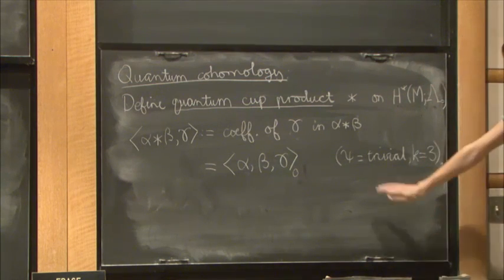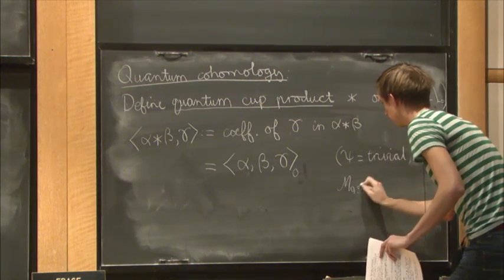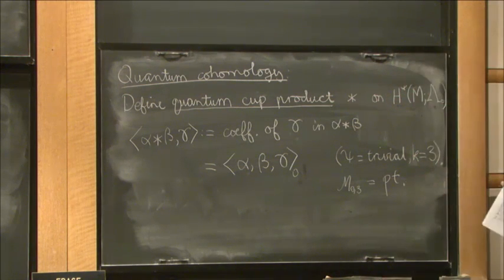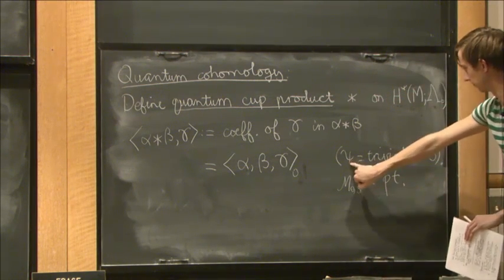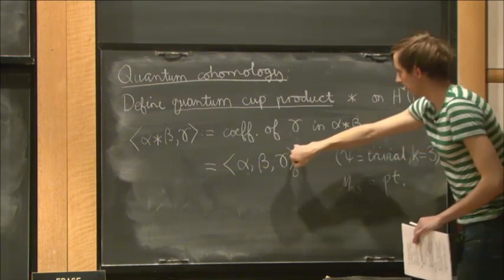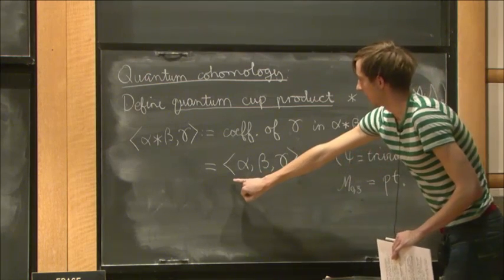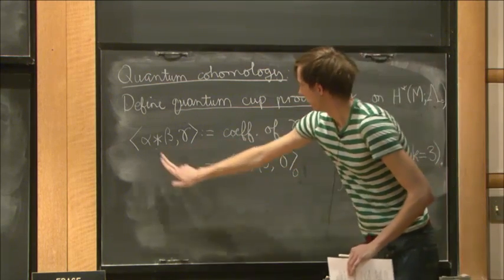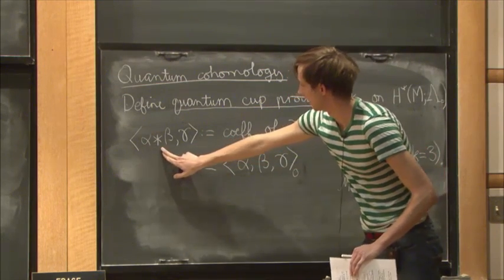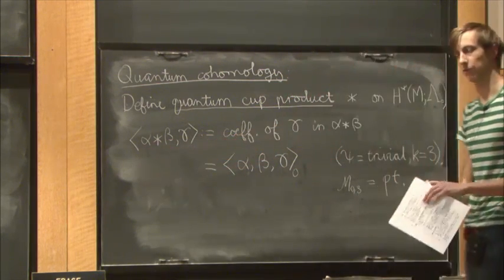Okay, so M03 is just a point, and so psi is the only thing it could be, the only non-trivial thing it could be. So we leave that out of the notation. And then this 3-point Gromov-Witten invariant defines the coefficient of gamma in the quantum cup product of alpha with beta.